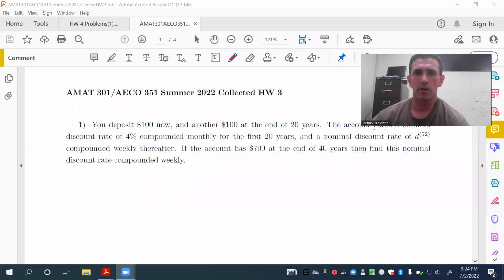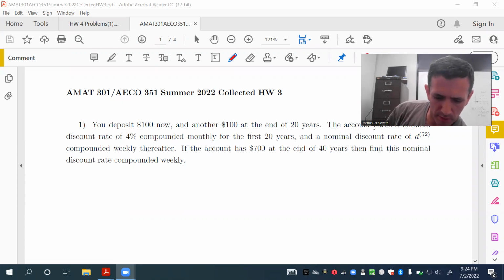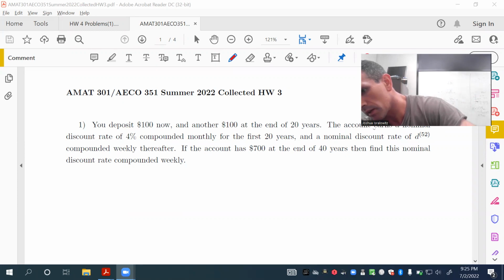Hi, everyone. What I want to do is go over collected homework 3. Again, the scores are a little low, median of a C about. Anyway, all right, let's go over it. So let me do the first problem. Just get my digital pen connected.